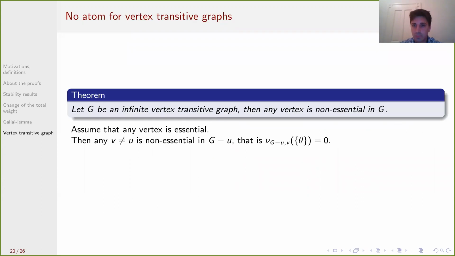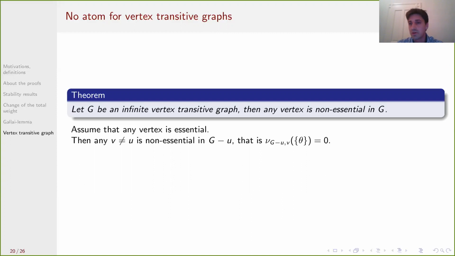And now we can say what the proof is for the infinite vertex-transitive graph. I'm claiming no vertex is essential. For the sake of contradiction, assume there is an essential vertex. Because it's a vertex-transitive graph, it means that everyone is essential. So it's a factor critical graph, and this is what we covered in the previous lemma. In a factor critical graph, if I delete any vertex, no one will be essential. So if I delete the vertex U, then for any V, the atom has to be 0 at theta.